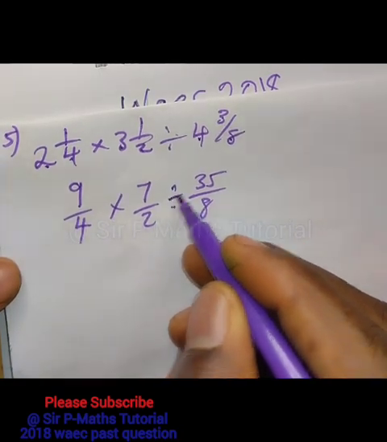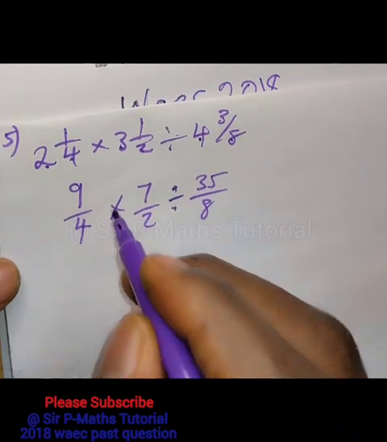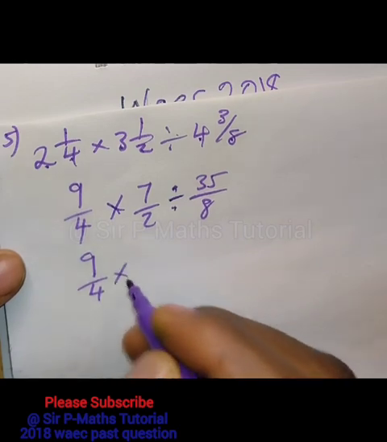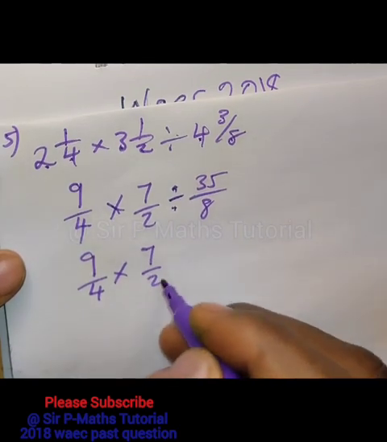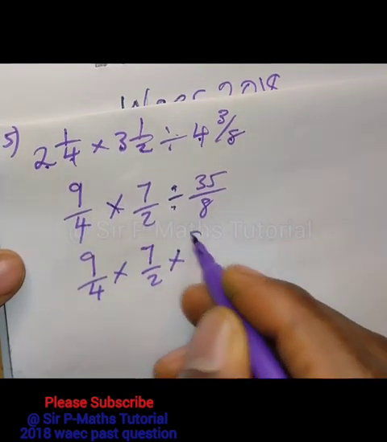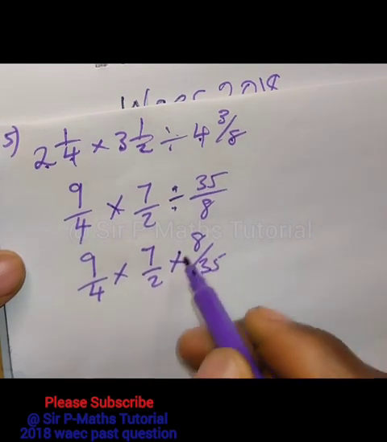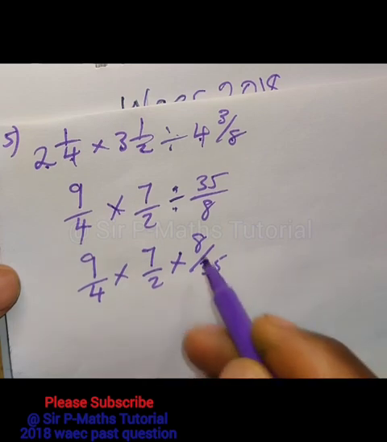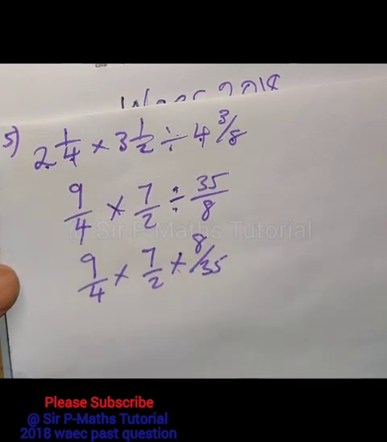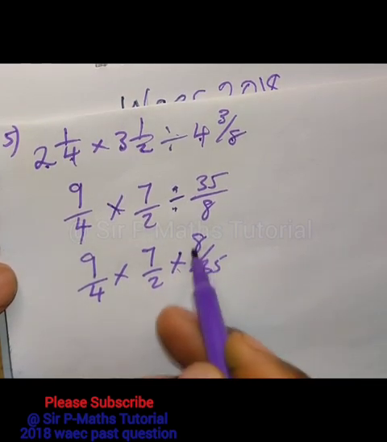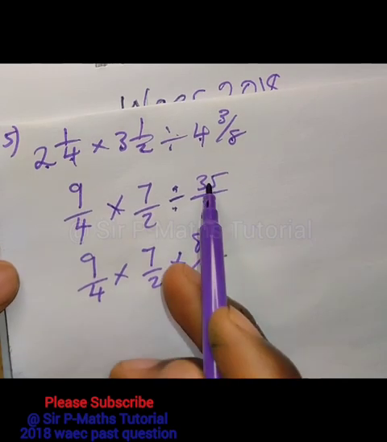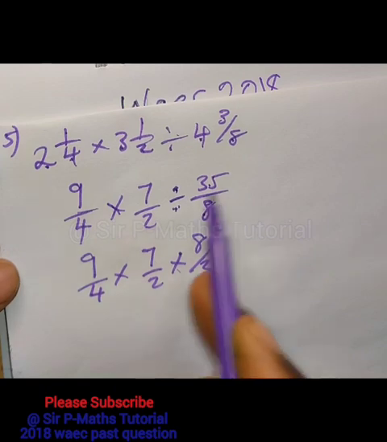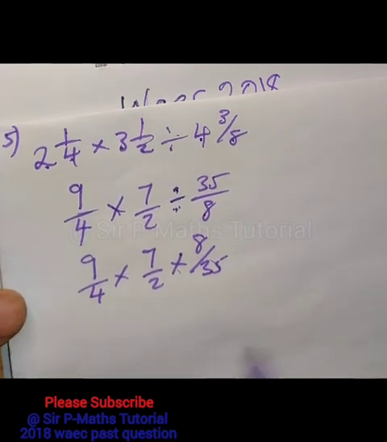Now this division here, change it into multiplication so that I will have multiplication all through. I will have 9 over 4 times 7 over 2 times 8 over 35. So anytime you have division in an expression and you have a fraction, remove that division and put multiplication. Take the reciprocal of the divisor. 35 over 8 is the divisor here. It is the one dividing here. So you change it into its reciprocal.